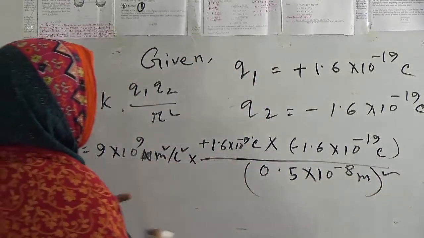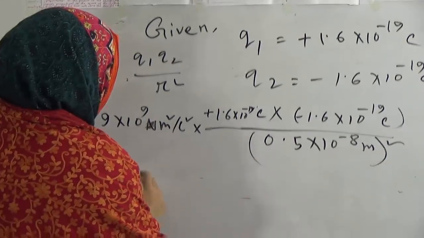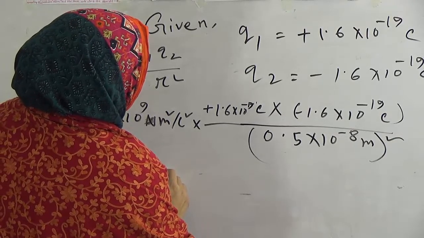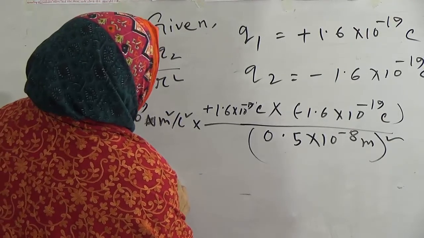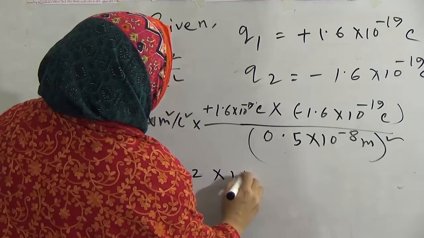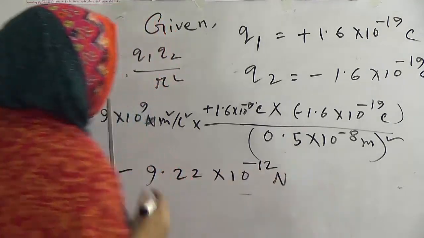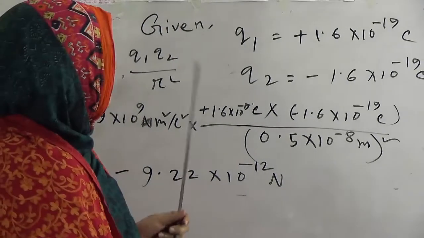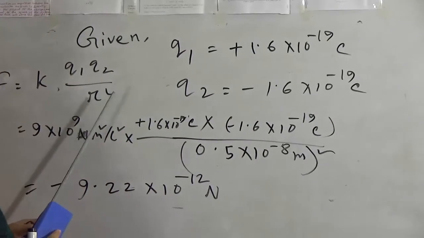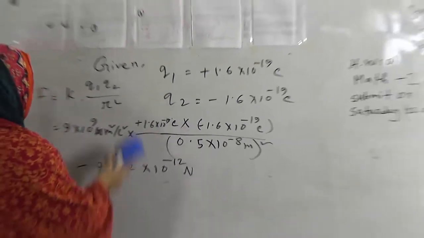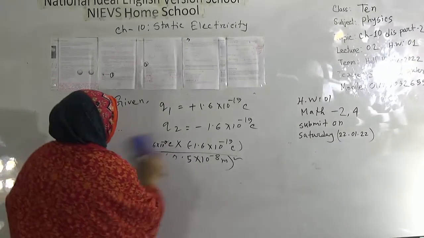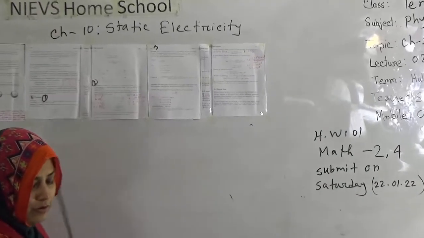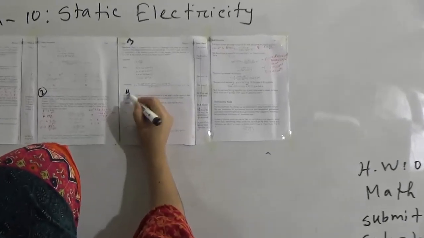By doing this calculation, the attraction force will be minus 9.22 into 10 to the power minus 12 Newton. This is an easy calculation. Okay, my dear students, now we will solve the mathematical question number 4. I hope all of you have understood this problem also. Now we will solve number 4. This one is number 4.